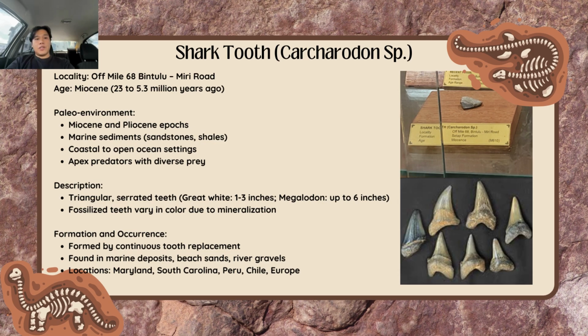The teeth of these sharks are typically triangular and serrated. Great white shark teeth can measure between 1 to 3 inches, and megalodon teeth can reach up to 6 inches. The color of these fossilized teeth varies due to mineralization processes over millions of years. Shark teeth are formed by continuous tooth replacement, and they are commonly found in marine deposits, beach sands, and river gravels. Notable locations where these fossils are often discovered include Maryland, South Carolina, Peru, Chile, and Europe.